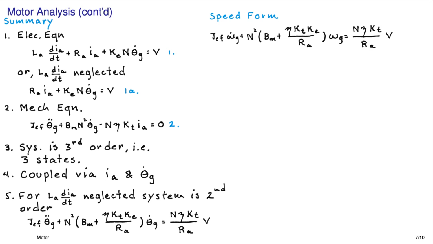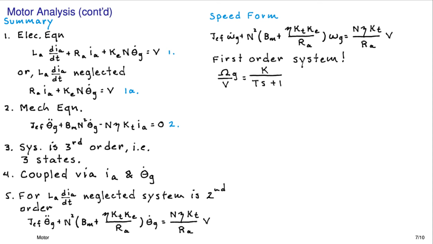Now here's another thing we can do if we have neglected that LA dia dt term. I'm just going to take this equation and say, well, you know what? Instead of theta g dot and theta g double dot, I'm just going to replace those with omega g and omega g dot. So writing that equation in terms of speed, we get this. And now if you look at that, you'll see that it's a first order differential equation in omega g. And we could write it as a transfer function, and it looks like this.